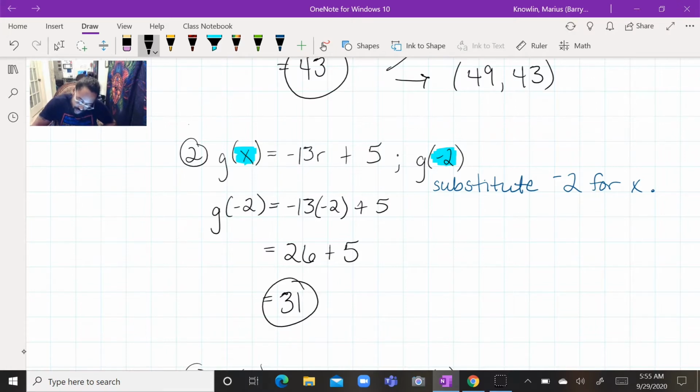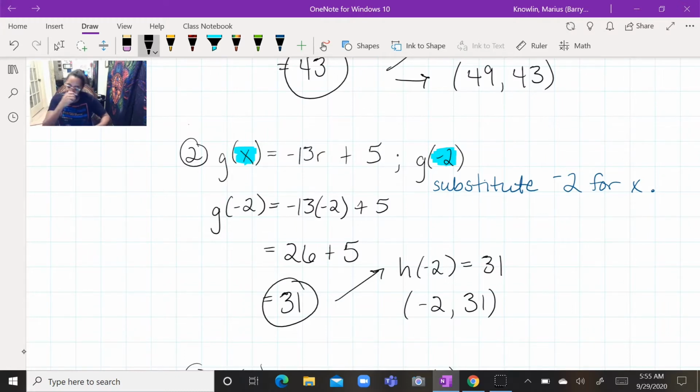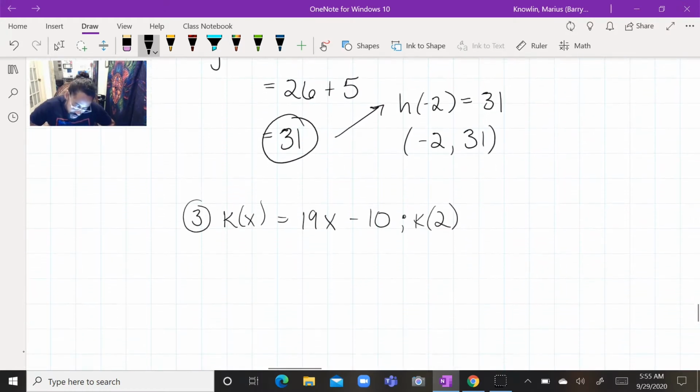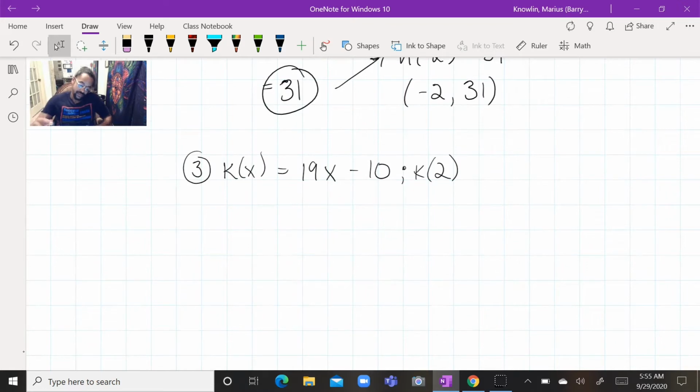So, we could write this a few different ways. We could say h of negative 2 is equal to 31. We could also write it as an ordered pair where x equals negative 2 and y equals positive 31. Okay. Let's try another example, number 3.